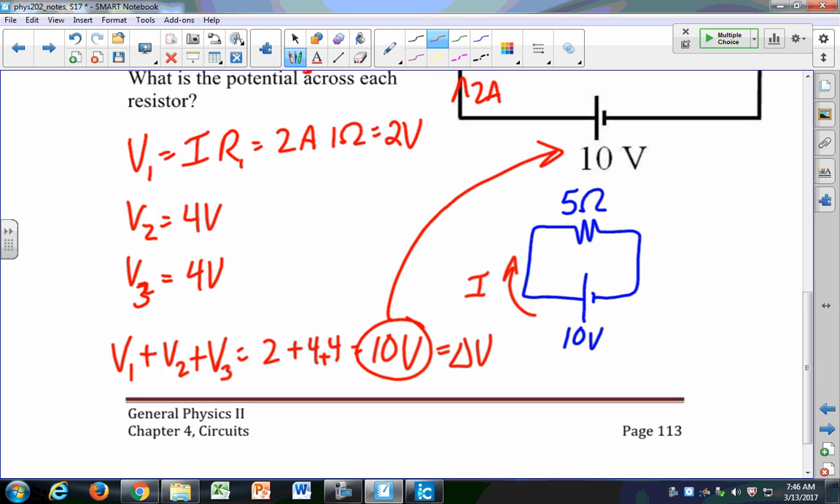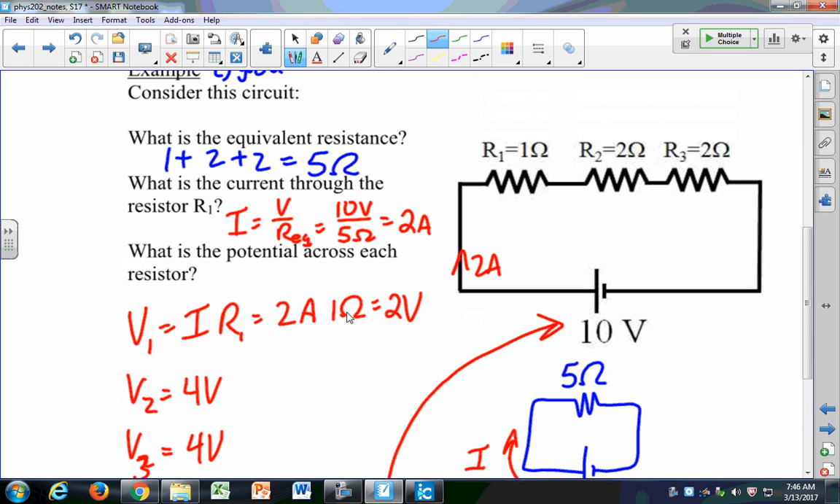You could probably look at these, and on some combinations of resistors, you'll be able to figure out the distribution of voltages, just like you did for capacitors. I know that since V equals IR, a bigger resistance has a bigger voltage. So this has a bigger resistance, the same current as this one, so its voltage is going to be twice this resistor. I also know that these have to add up equal to 10.